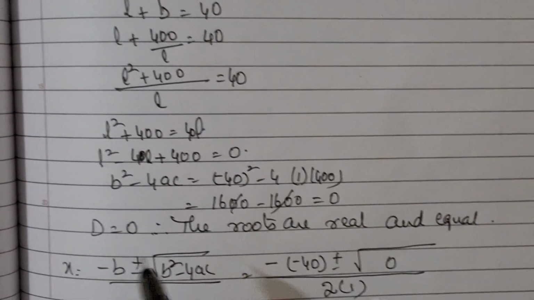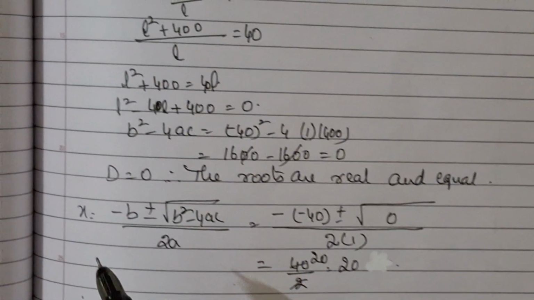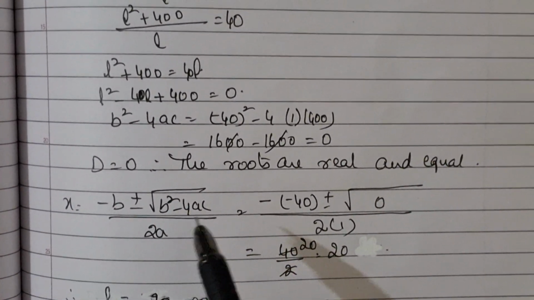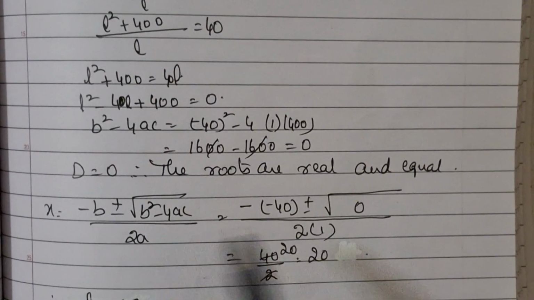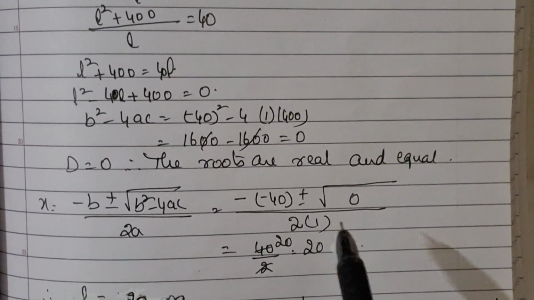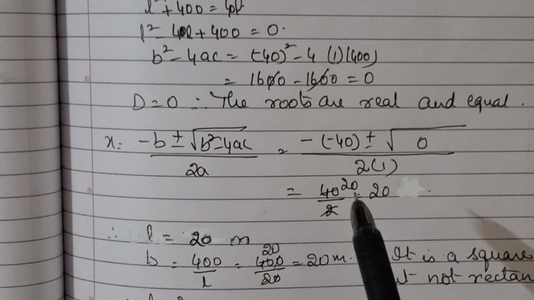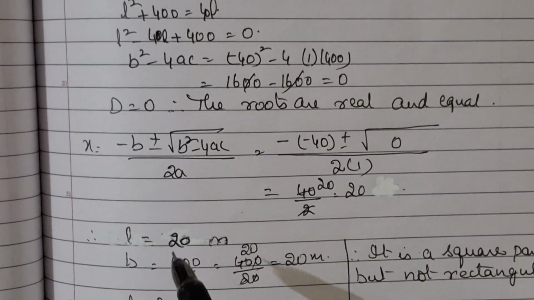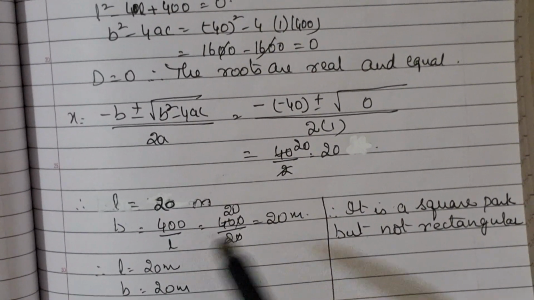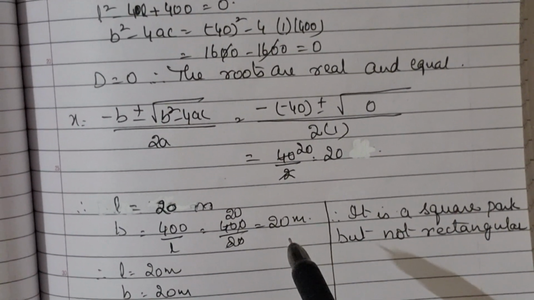So D is 0 means roots are real and equal. So let us see x value, that is minus b plus or minus root of b square minus 4ac. Minus of minus 40 plus or minus root of 0 by 2, that is 40 by 2, that is 20. So length is 20 meters. If length is 20 meters, what is breadth? 400 by L, 400 by 20, that is 20 meters.